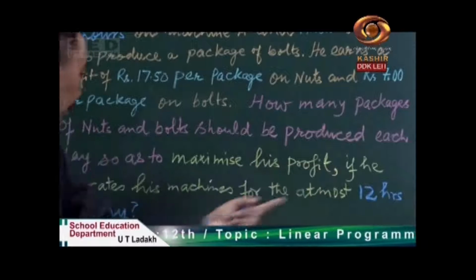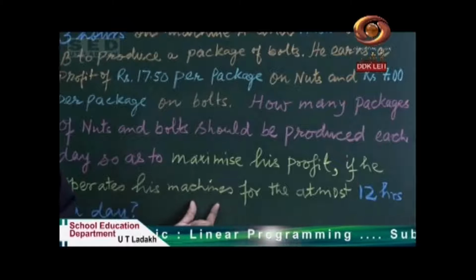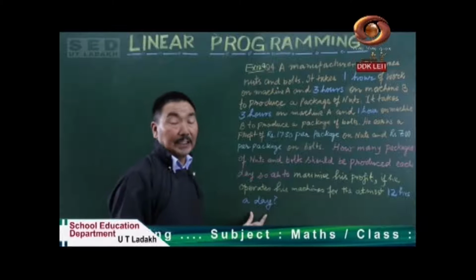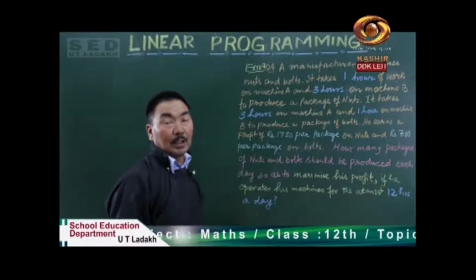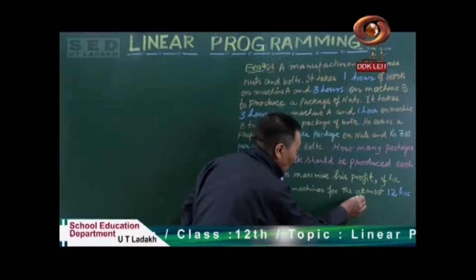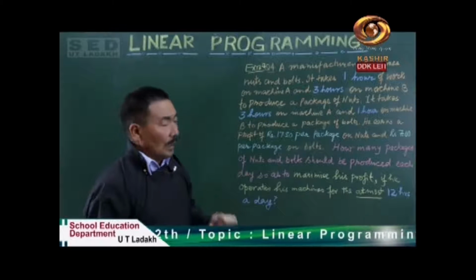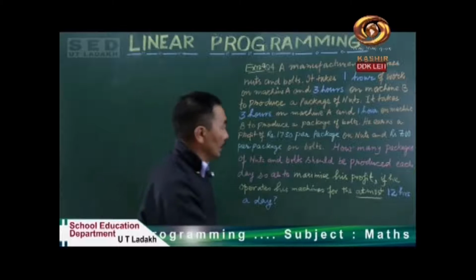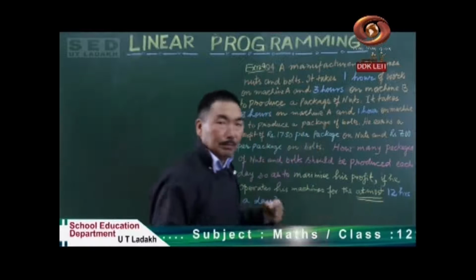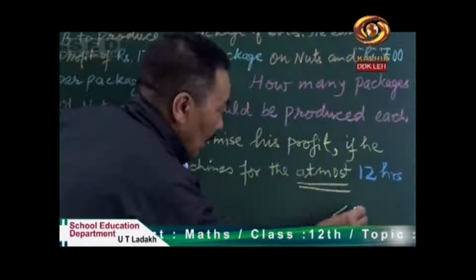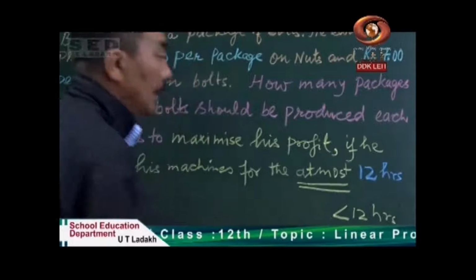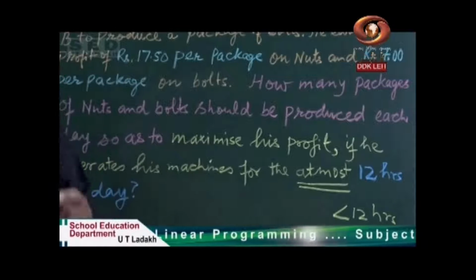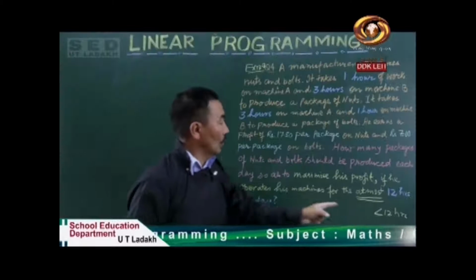produce if he operates both the machines for at most 12 hours a day. He can use his machines A and B for at most 12 hours a day. At most 12 hours means the maximum he can use the machines is 12 hours, that is, something less than or equal to 12 hours. You should try to understand it. At most means the maximum he can use the machines for 12 hours.